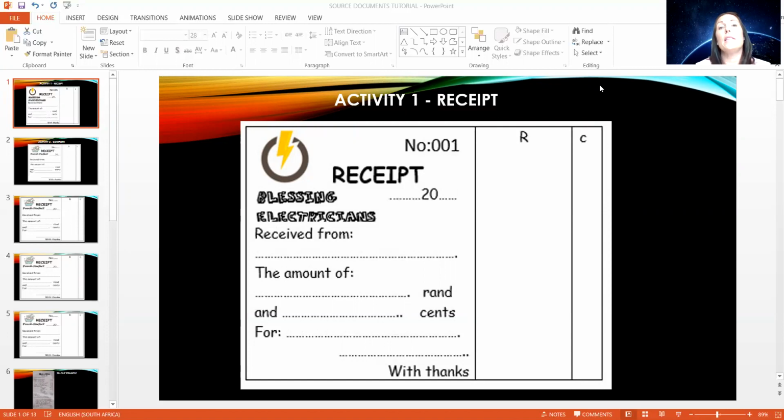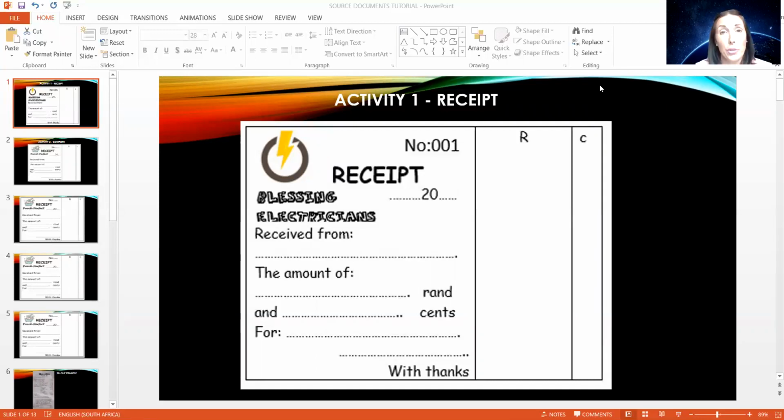All right, so in this unit, we're going to look at the importance of source documents in the business environment. Now, you know that in EMS, we said we want to start a business. Why do we want to open a business? Obviously, because we want to make profit. As the owner, you are putting in a lot of effort and time, taking risks. Why? Because you want to make profit at the end of the financial year.